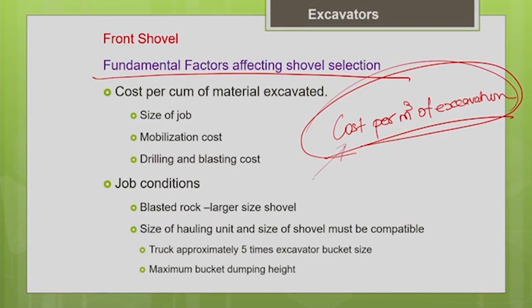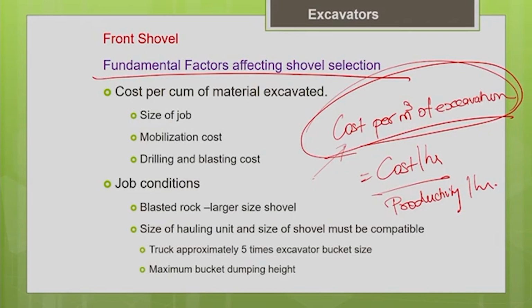So how to estimate that? You need to know the cost associated with the machine, and you need to know the productivity of the machine, the hourly productivity. If you know these two data, I can find the unit cost of excavation associated with the machine. Whichever machine is going to give me the minimum unit cost, I will select it accordingly.